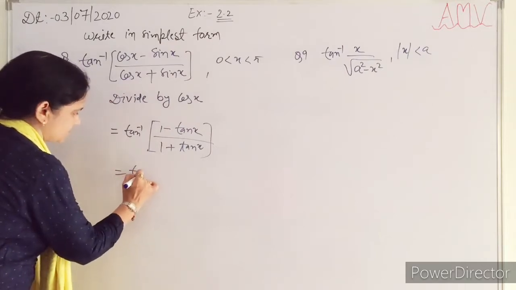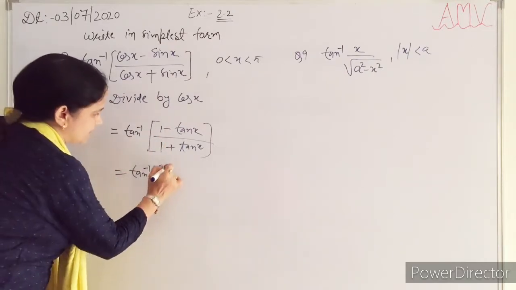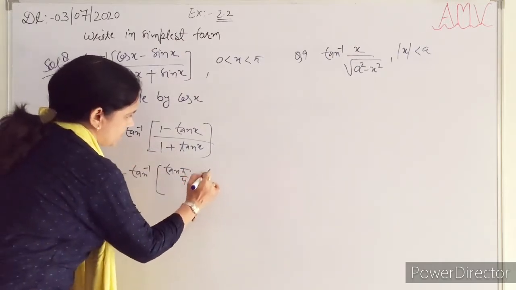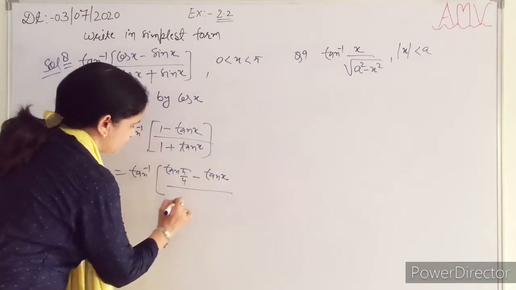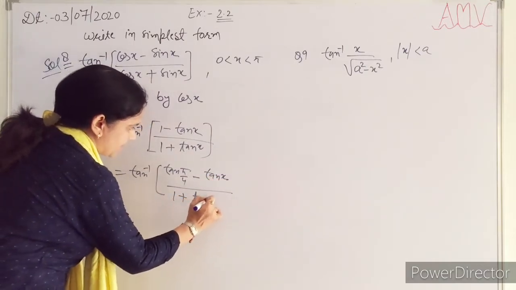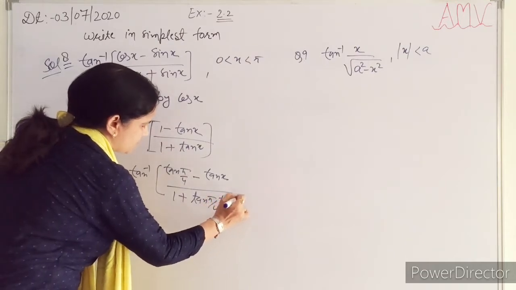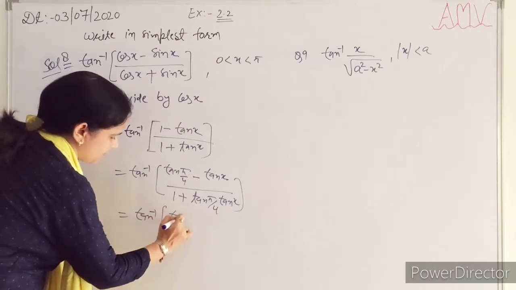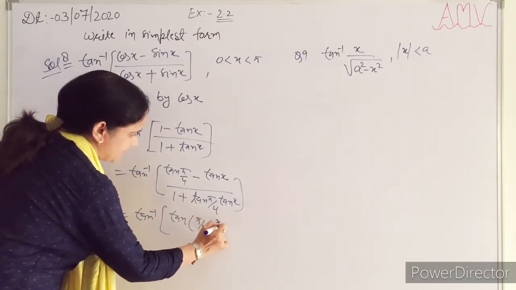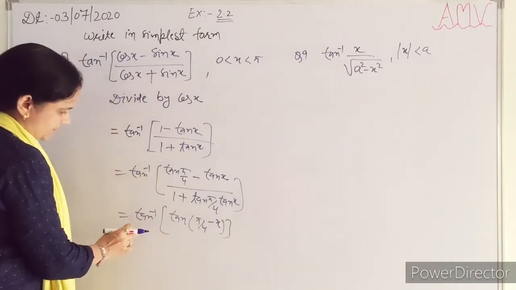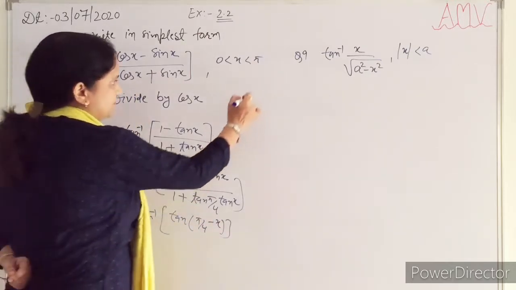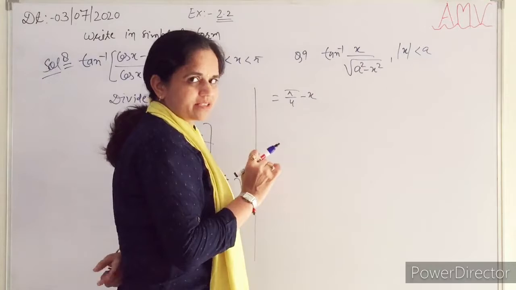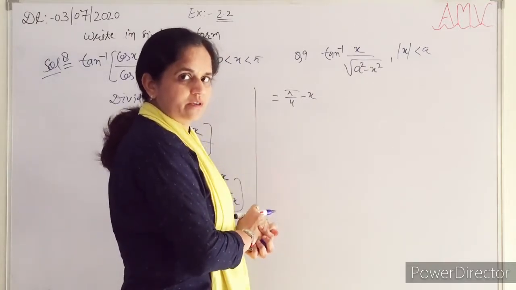Now tan inverse, 1 we can write as tan pi by 4, since tan pi by 4 is equal to 1, and tan x. Here 1 plus tan pi by 4 into tan x. We are trying to make a formula, and it is the formula of tan pi by 4 minus x. Here now, students, it's tan inverse tan, so we will get only pi by 4 minus x. It is the simplest form of the given question.